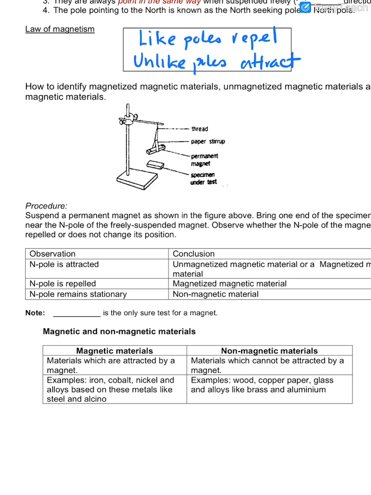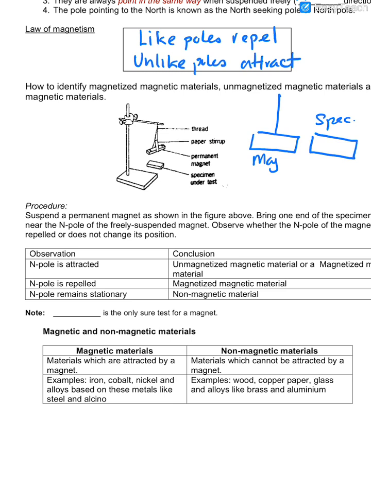You simply suspend a magnet, on a string hung from a retort stand. Then you bring the specimen, whatever you want to test. If it attracts, it may not mean it is a magnet. Correct or not? It can just mean it is what we call an unmagnetized magnetic material. So it doesn't mean anything.